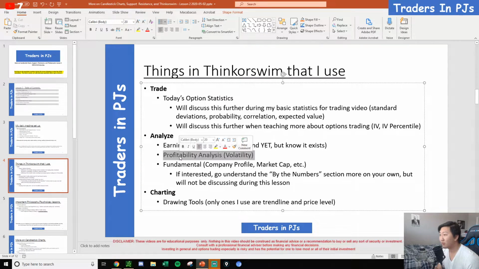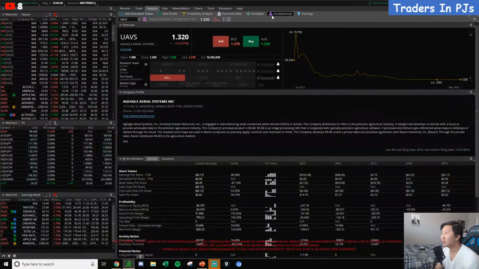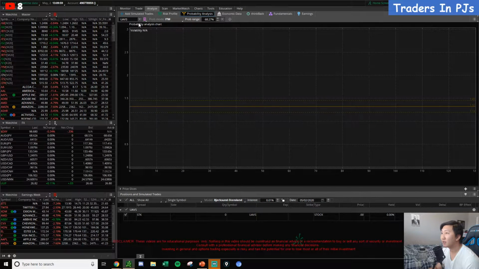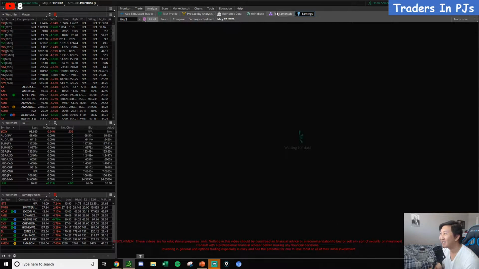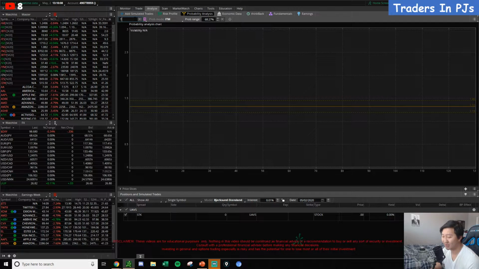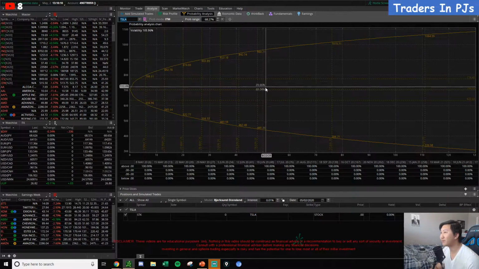And then profitability analysis. So let's talk about earnings real quick. This is earnings, just so you can see what it looks like, as long as it figures itself out. Hopefully, maybe this one is done. Oh God, okay. My computer is being a little slow today for some reason. Tesla, maybe. Okay, here. And then profitability analysis. Let's just do Tesla.